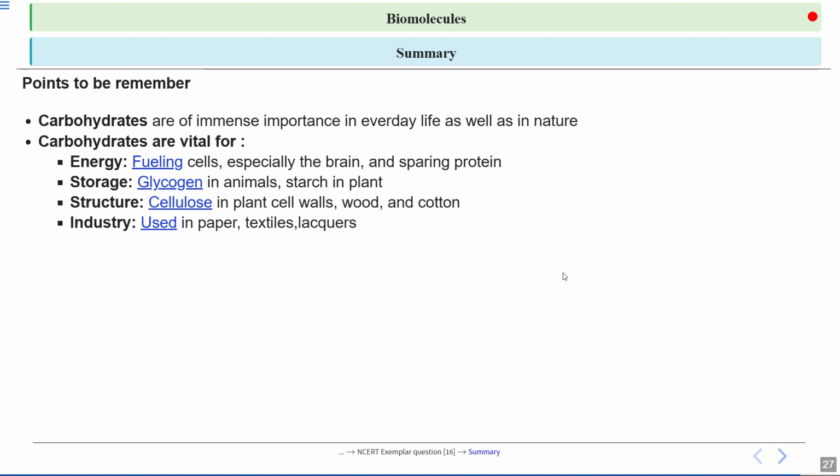Next, carbohydrates are important in industry also. They are used to make paper, textiles, and even lacquers. So when you are writing on paper or wearing cotton clothes, you are using products made of carbohydrates. And finally, carbohydrates are key components of biomolecules like DNA and RNA.